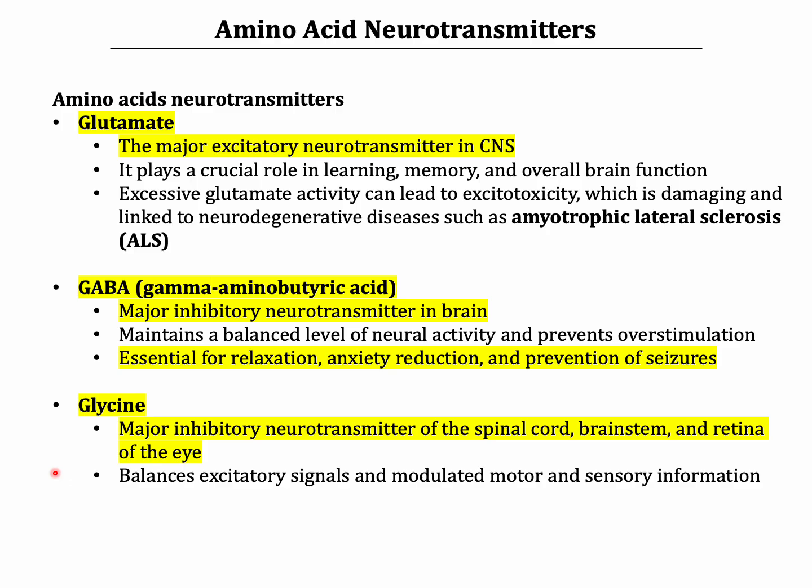And then we have glycine, which is the major inhibitory neurotransmitter in the spinal cord, brainstem, and the retina. So notice how there's kind of this division here. GABA for the brain, glycine for the spinal cord, brainstem, and retina. So a little bit of separation going on.